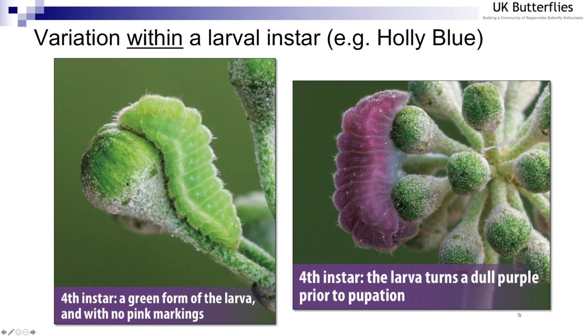You may also see variation within a larval instar, in this example a holly blue, simply because it's changing colour as it prepares to ultimately pupate. So on the left hand side here you can see a fully grown caterpillar that's still feeding, in this case on ivy buds, and on the right hand side you can see a larva that is about to leave the plant and descend, possibly down the dark stems of the ivy to pupate under some surface. And of course it wants to match that surface as best it can. Hence it darkens in colour and becomes a dull purple.